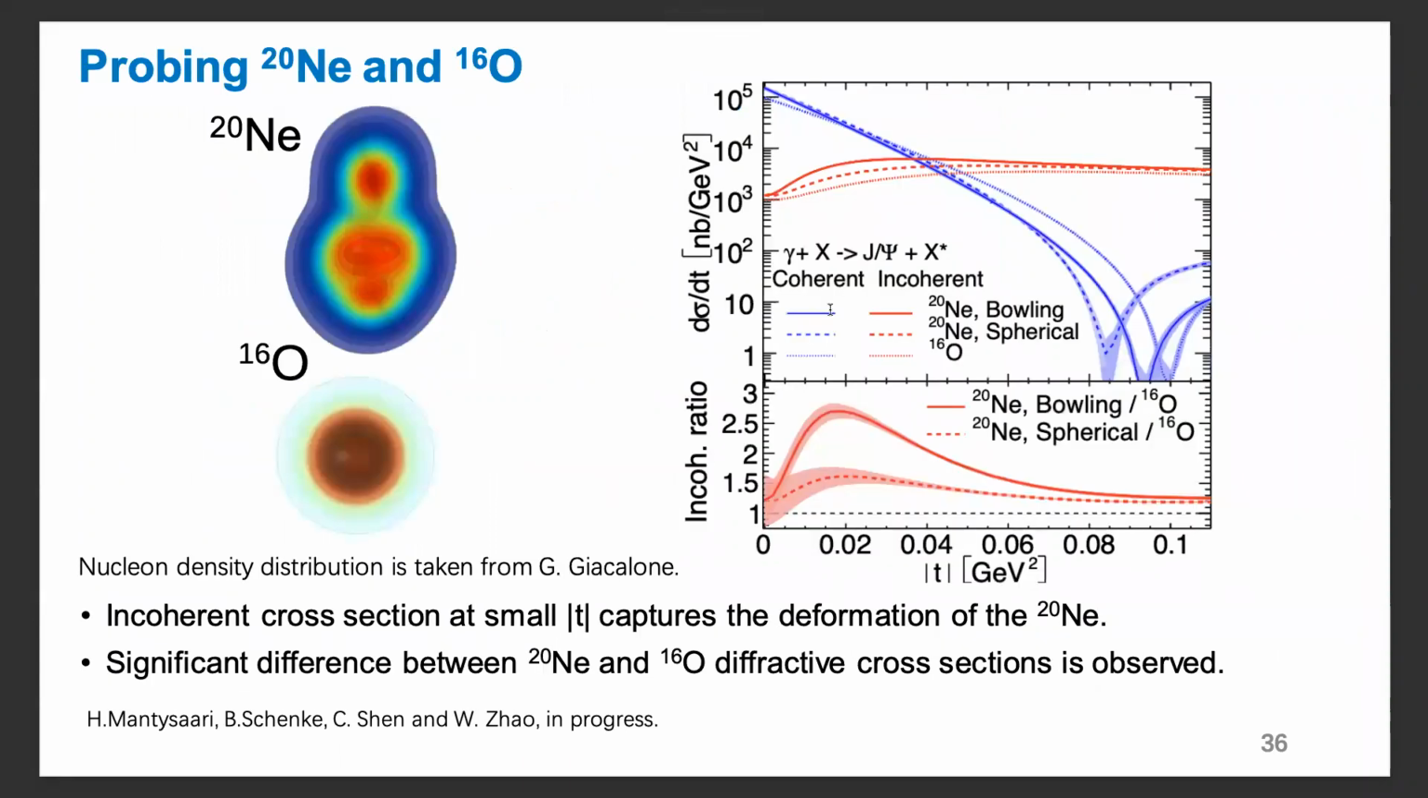And then we also studied neon 20 and oxygen 16. The configurations of neon 20 are from Giuliano, and for oxygen 16, we use 4 alpha clusters, and this is a coherent, a diffractive result. Here we use neon 20 with a bowling pin and bowling ball shape.